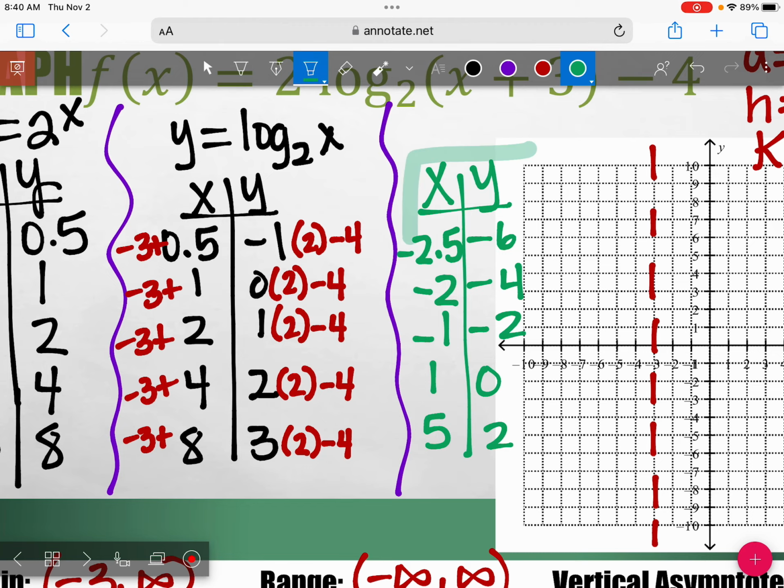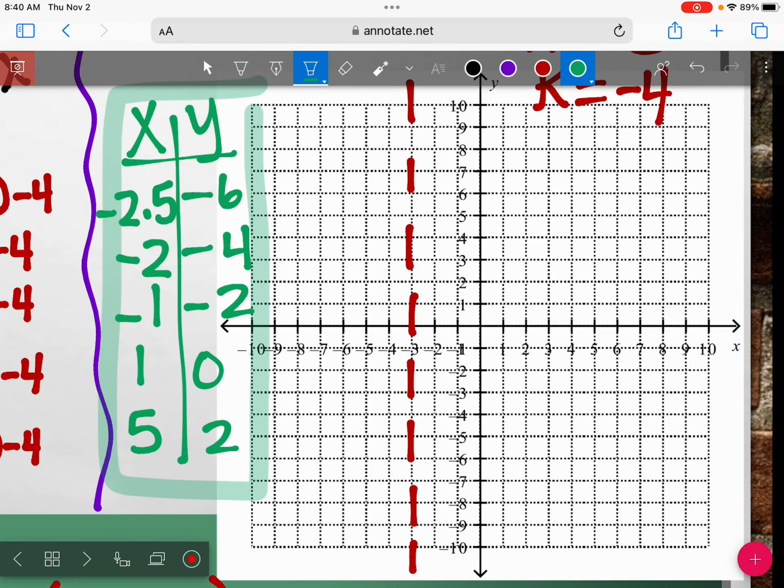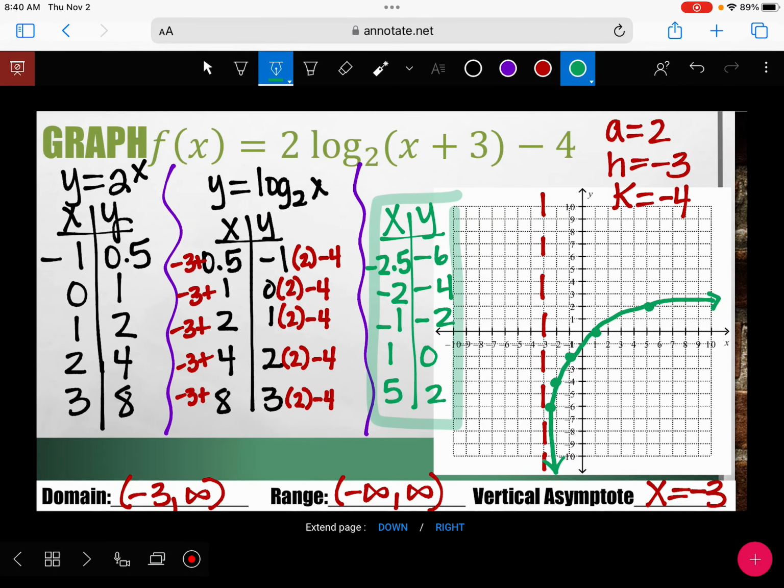Again, this is what I am going to graph, only this. And when I graph it, I'm left with, so -2.5 go down to the 6. Then at -2, you go down 4. At -1, you go down 2. 1 is 0, and 5 up 2. Still only on the right side of that asymptote. And that would be your final graph.